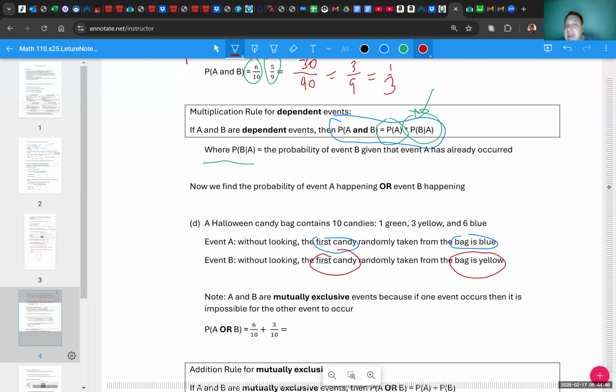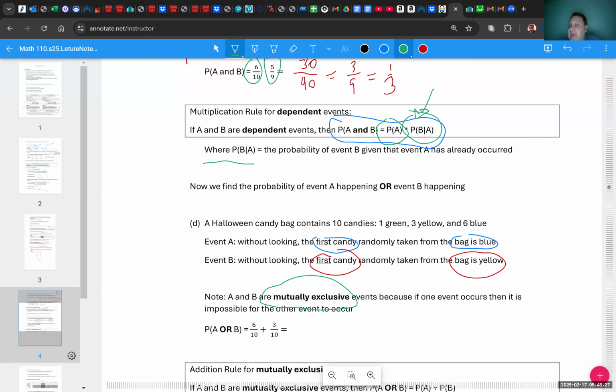So event A and event B cannot both happen. My first candy could be blue or not. My first candy could be yellow or not, but it cannot be both blue and yellow, right? There's not a half blue, half yellow candy in the bag. It's going to be blue, yellow, or the other one, green. So it's either A or B or neither. You can't have A and B. So we call this mutually exclusive. Mutually exclusive means that both things cannot occur. If one event occurs, then it is impossible for the other event to occur.